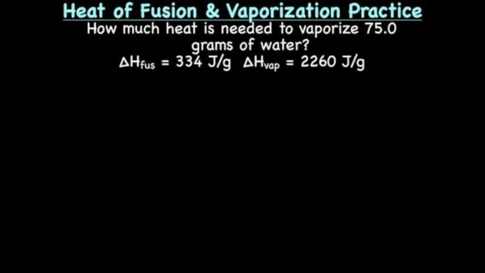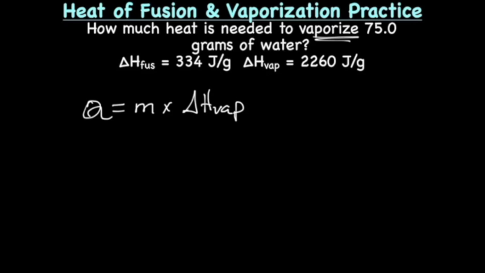So now let's try a couple practice problems. The first one is, how much heat is needed to vaporize 75 grams of water? So we need to know, first of all, if we're going to be using the equation for heat of fusion or heat of vaporization. But we're vaporizing, right? So we must be using the formula Q equals mass times delta H vaporization.